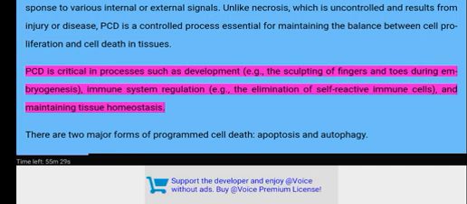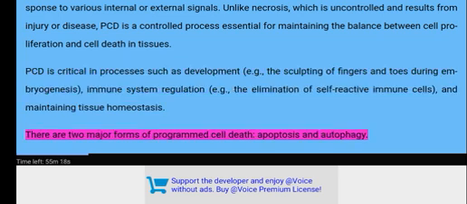PCD is critical in processes such as development, e.g., the sculpting of fingers and toes during embryogenesis, immune system regulation, e.g., the elimination of self-reactive immune cells, and maintaining tissue homeostasis. There are two major forms of programmed cell death, apoptosis and autophagy.